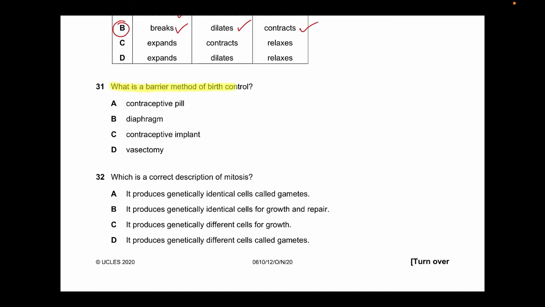What is a barrier method for birth control? Contraceptive pills are chemical methods. Diaphragm is a barrier method. Contraceptive implants are also chemical methods. Vasectomy is a physical method where the tubes supplying the sperm are cut. So 31B.